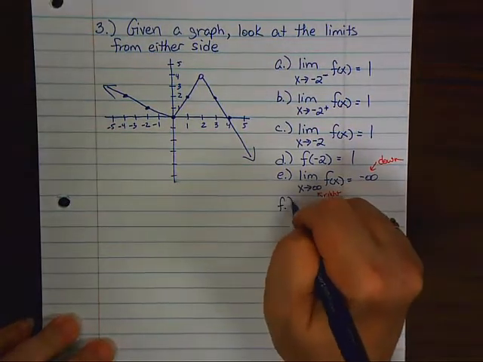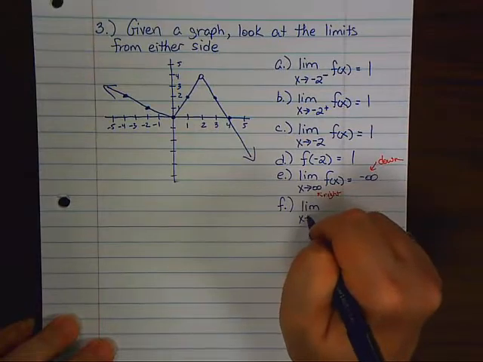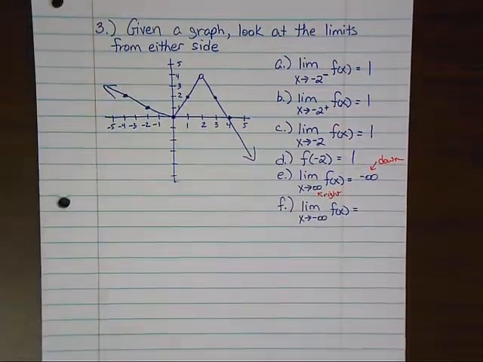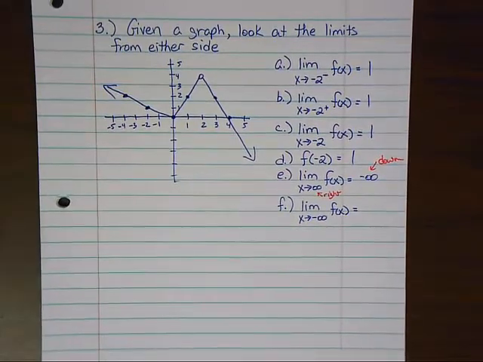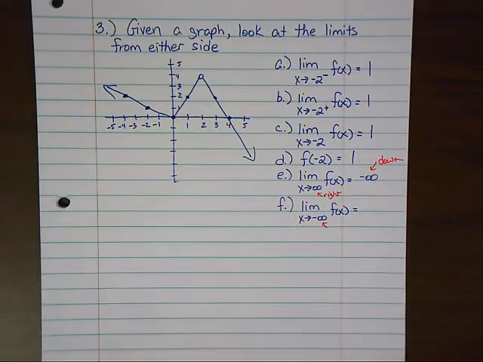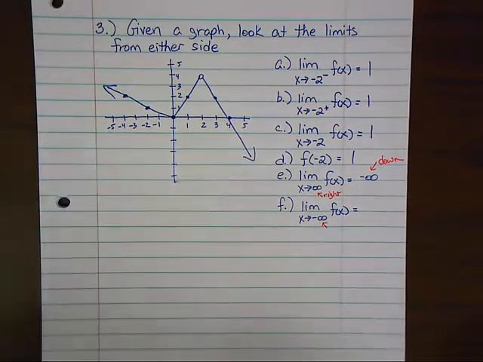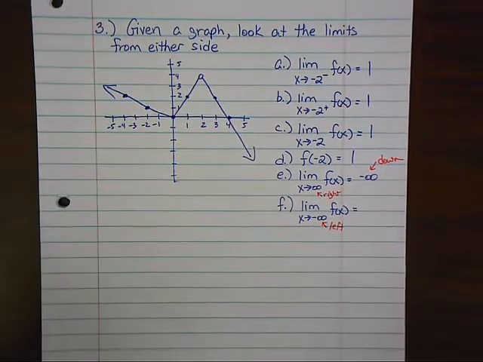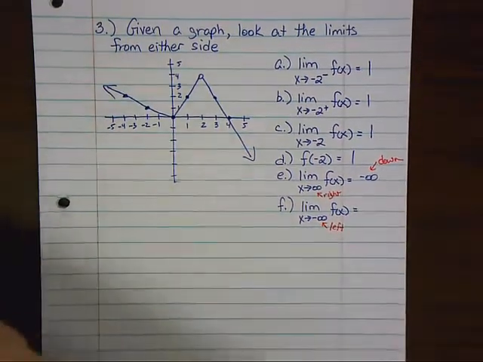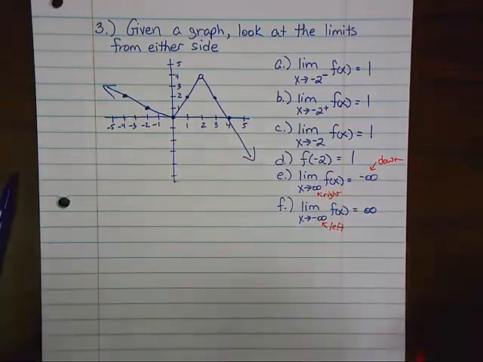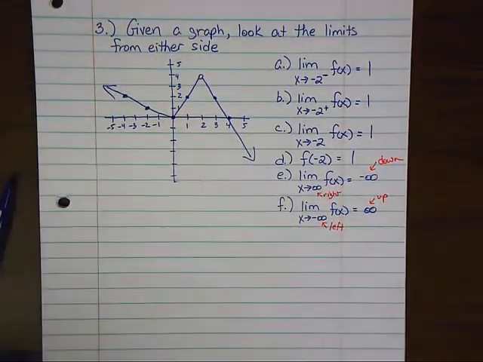Letter F. The limit as x approaches negative infinity of the function. Okay, this negative infinity for x means which direction? Left. Left forever. Go left forever, which way are the y's going? Up, which is positive infinity. Are they always going to be opposites? No, not necessarily. They are in this case.